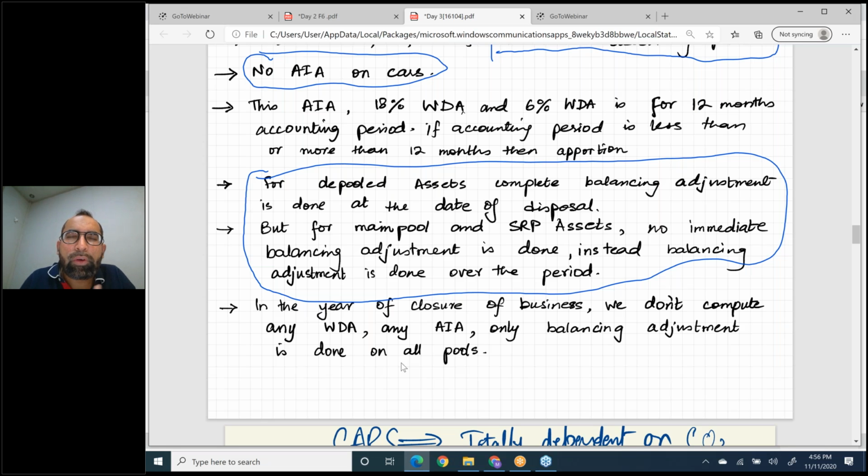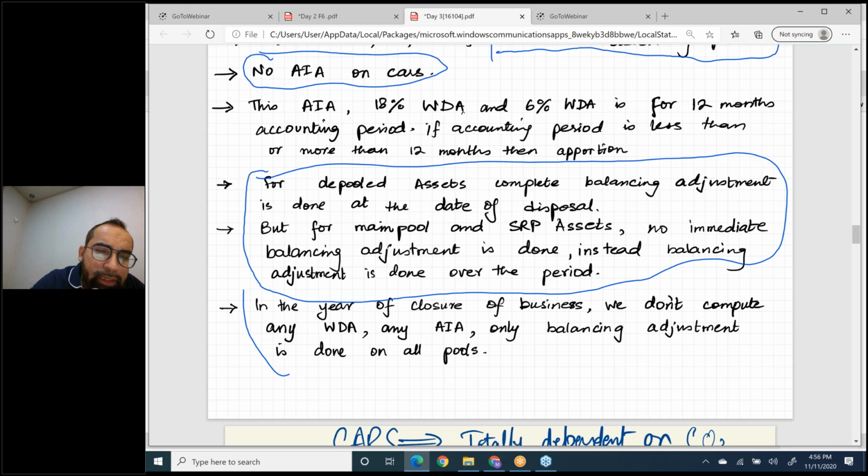That means in the year of closure of business, you have to compute real depreciation for everything. You have to do balancing adjustment for the main pool, special rate pool, and everything. Why? Because this is the last chance, the last year of business. You won't be able to claim anything next year. This is the end of the business. So read these last lines.